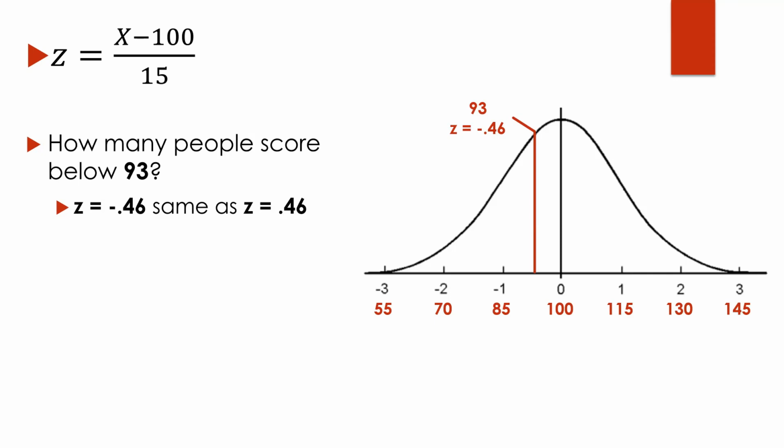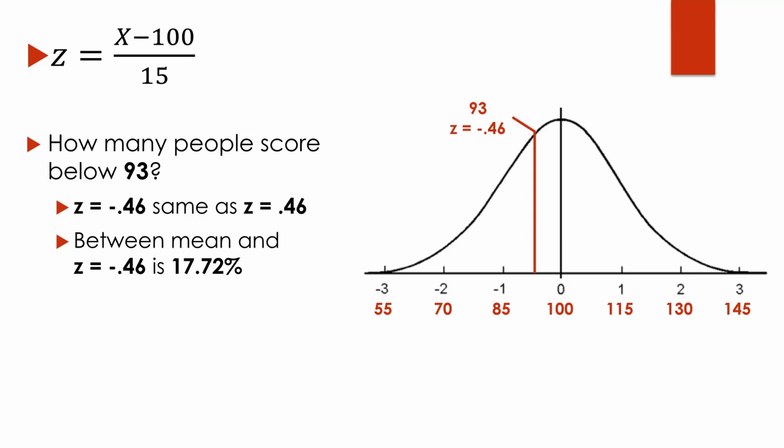Go to your z-table and find the percentage associated with that z-score. Now remember, you're going to just be looking for the positive version of it because the table only lists positive z-scores. But keep the z-score as negative because it's on the negative side. So if you go to the z-table and look up 0.46, you should find a percentage of 17.72%. That is how much data is between a z-score of negative 0.46 and the mean.